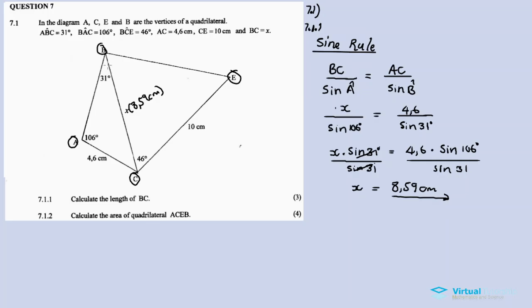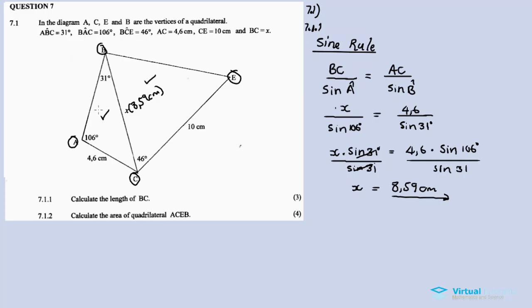it's definitely not a common shape. It's not a rectangle, a square, or a parallelogram. You might say trapezium, but it's not. So if it's not a common shape, in order to find the area for this shape, let's split it into triangle 1 and triangle 2.